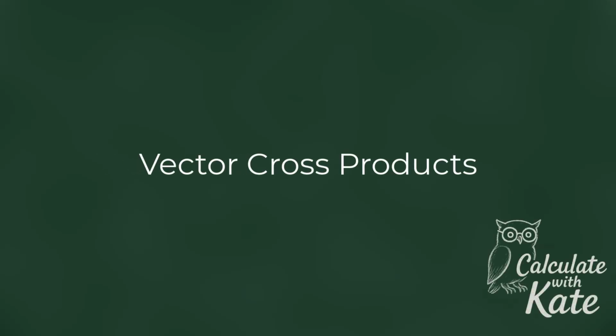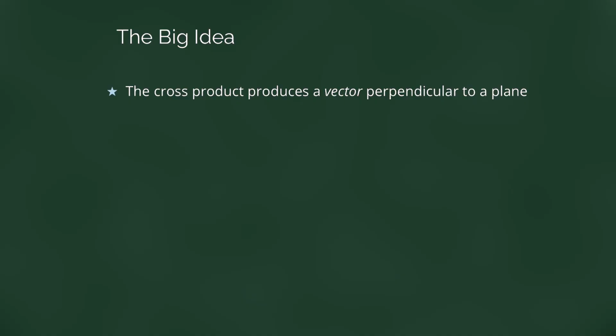We've seen previously that the dot product gave us a way to combine two vectors and get some new information about them. We're now going to look at a second way to combine two vectors called the cross product. We saw that the dot product of two vectors produced a scalar. The cross product is different in that it produces a new vector, and that vector is going to be perpendicular to the plane formed by the two given vectors.